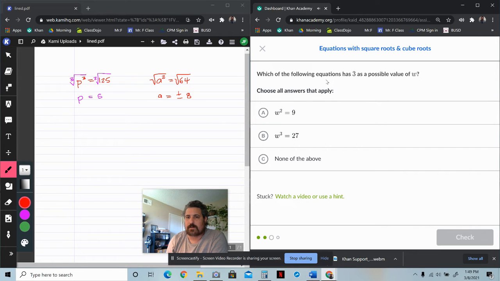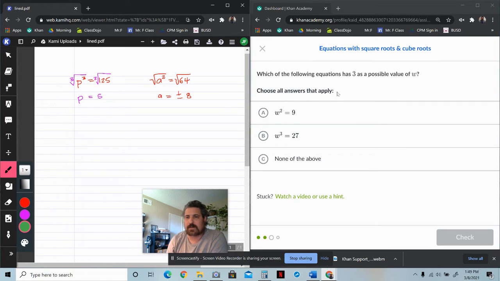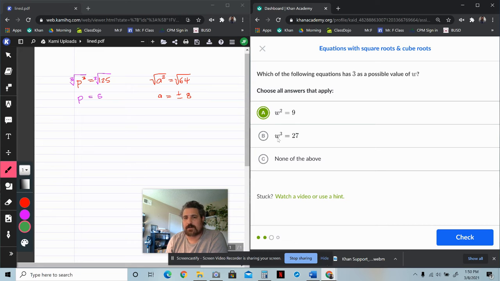It says, which of the following equations has 3 as a possible value of w? Choose all answers that apply. Well, it's asking which one has 3 as an answer for w. This one we don't have to write out; we just test it out. If 3 is w, this is 3 times 3, or 3 squared, which is 9. That's true. And if 3 is w, then this is 3 times 3 times 3, which is 9 times 3, or 27. So this is also true. So both of those are true.